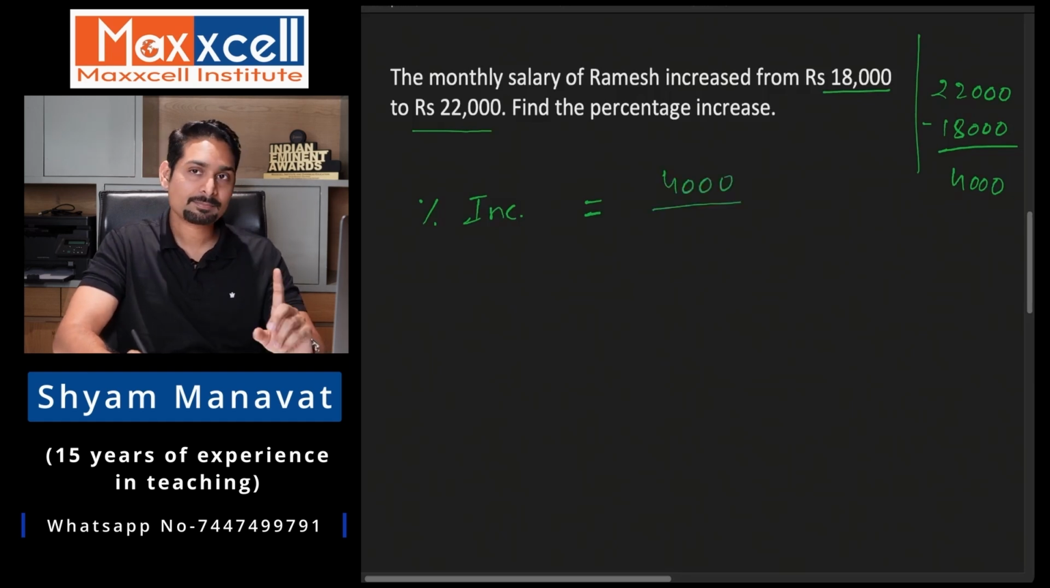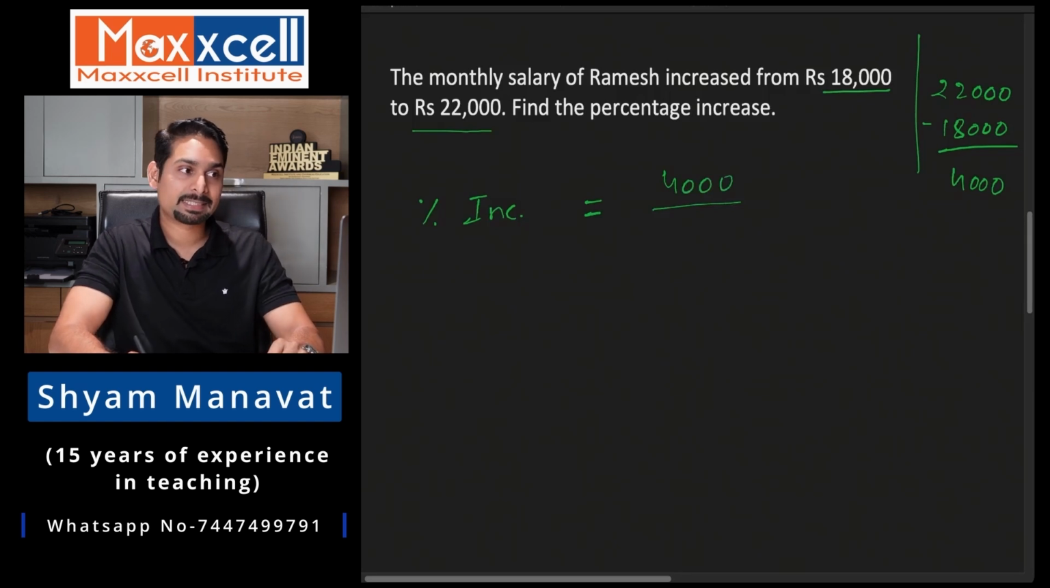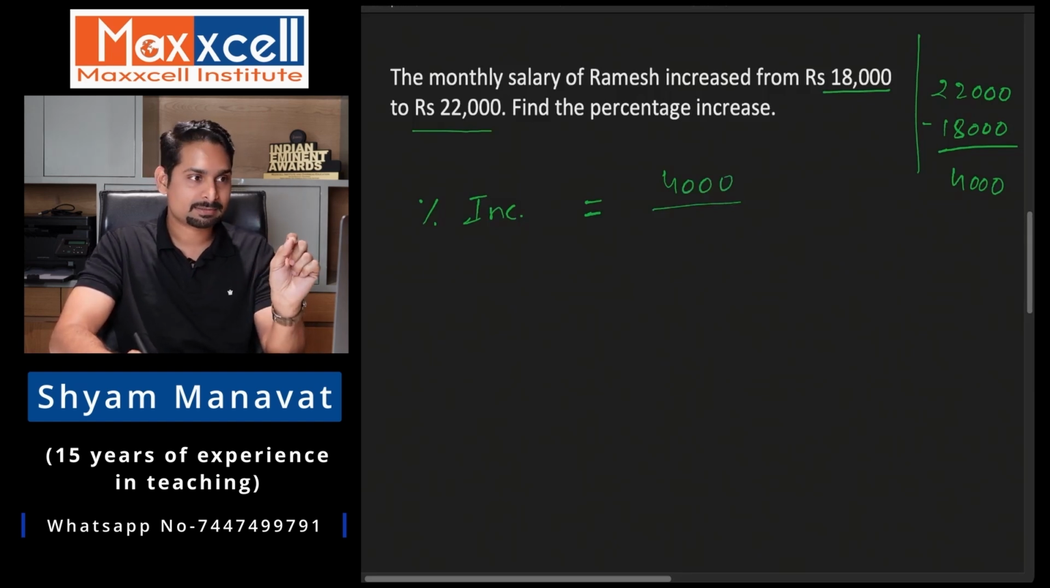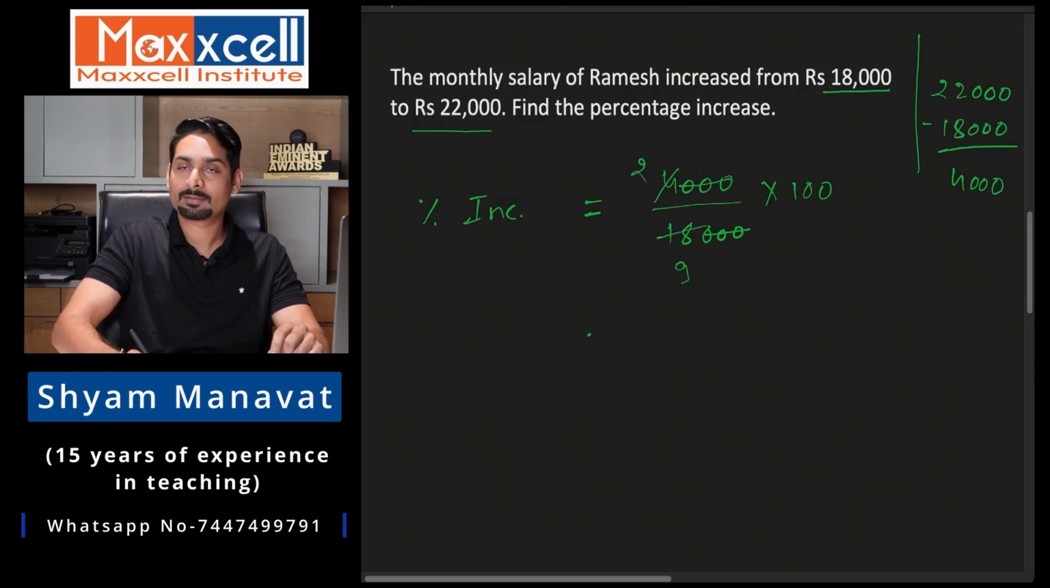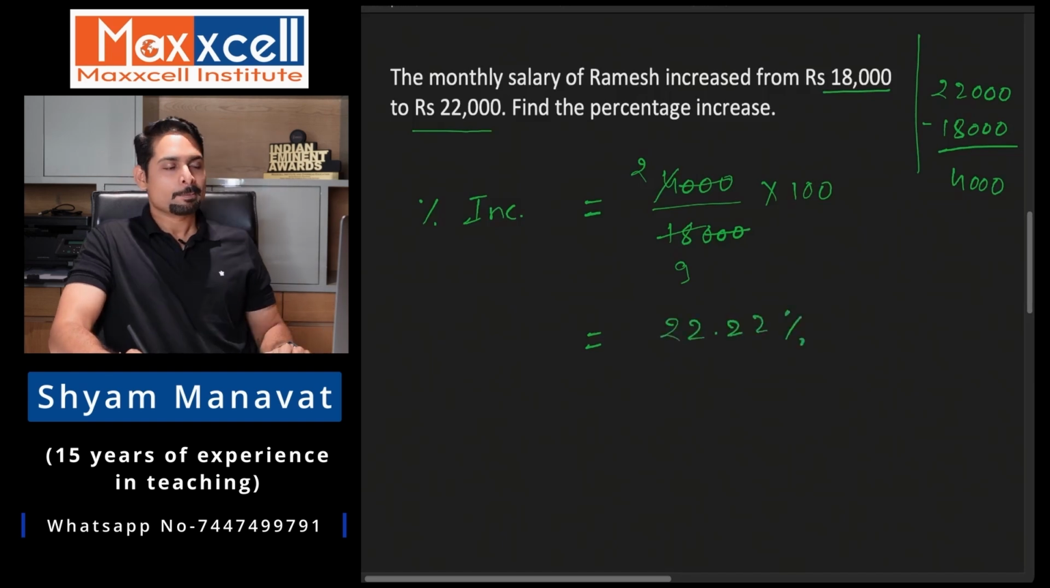So that is 4,000 divided by, now tell me which is the initial value, 18,000 or 22,000? The value from where we started, 18,000 of course. So here divided by 18,000, multiply by 100. Zeros cancel here, 2 and this is 9. 2 by 9 will get you what? 22.22%.